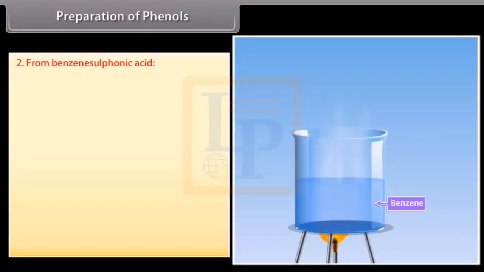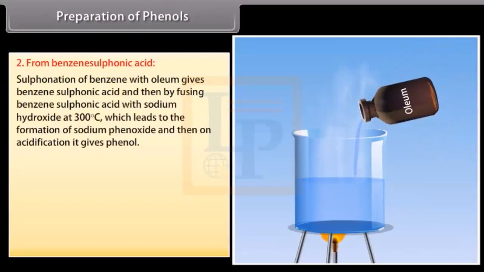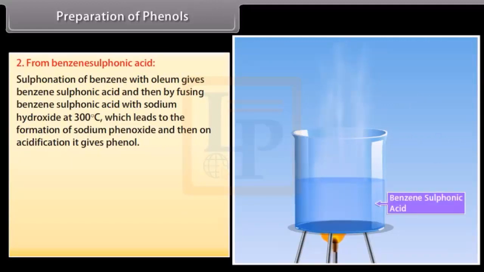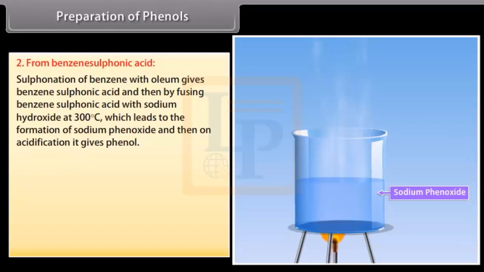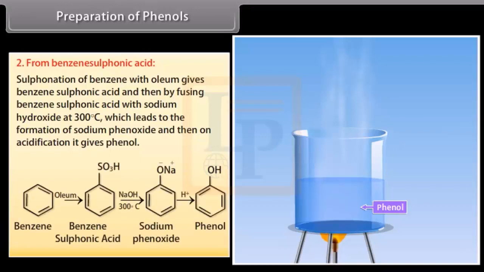From benzene sulfonic acid. Sulfonation of benzene with oleum gives benzene sulfonic acid, and then by fusing benzene sulfonic acid with sodium hydroxide at 300 degrees Celsius, sodium phenoxide is formed, and then on acidification, it gives phenol. Benzene is sulfonated using oleum to form benzene sulfonic acid, and then on heating the solution with sodium hydroxide, it forms sodium phenoxide. On acidification of the solution, it results in phenol.